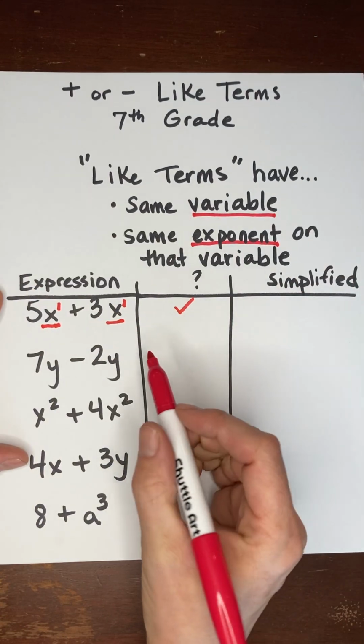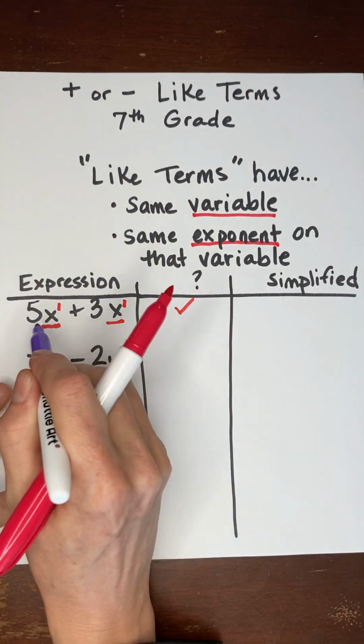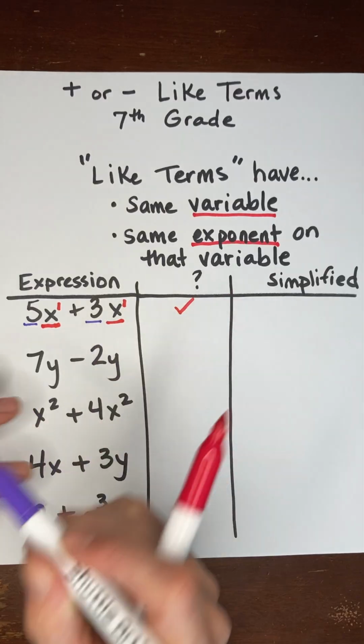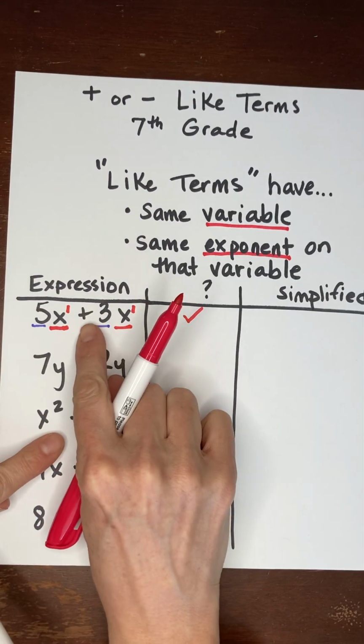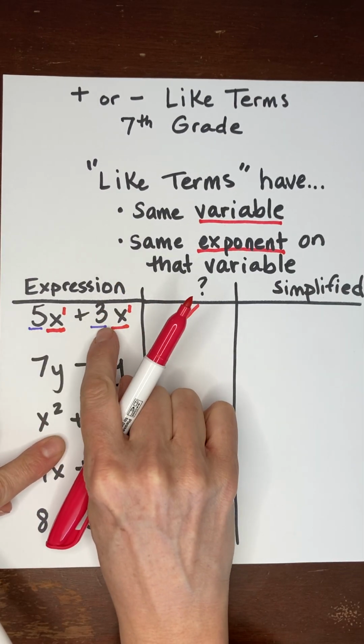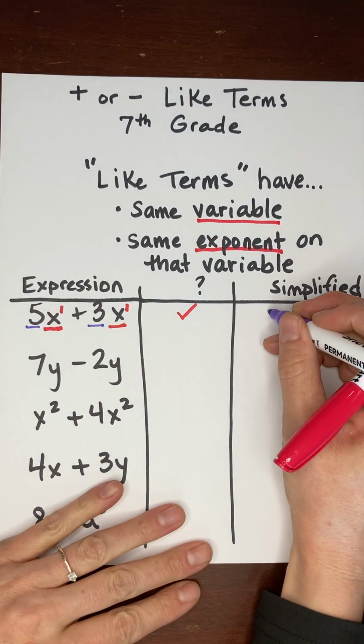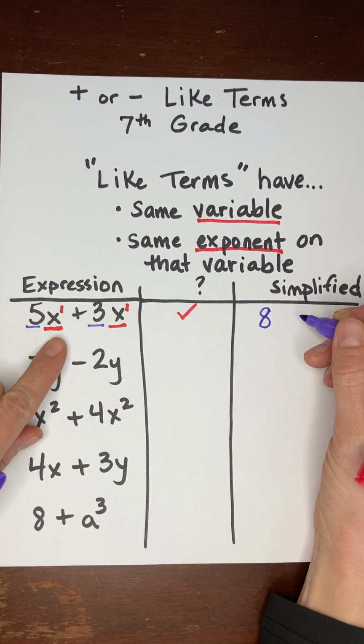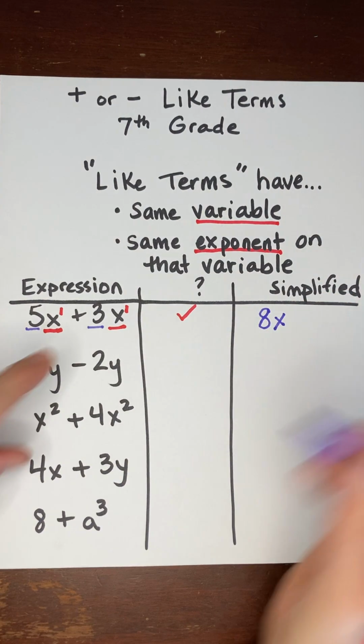And all we do to do that is we just look at these coefficients, 5 and 3, and in this case, because it's a plus sign, we do 5 plus 3. So 5 plus 3 is 8, and then our variable is x.